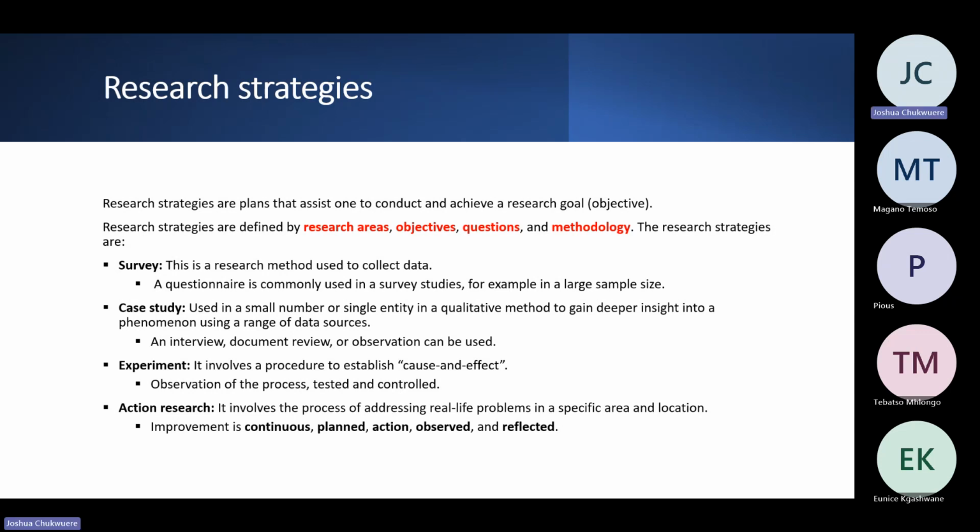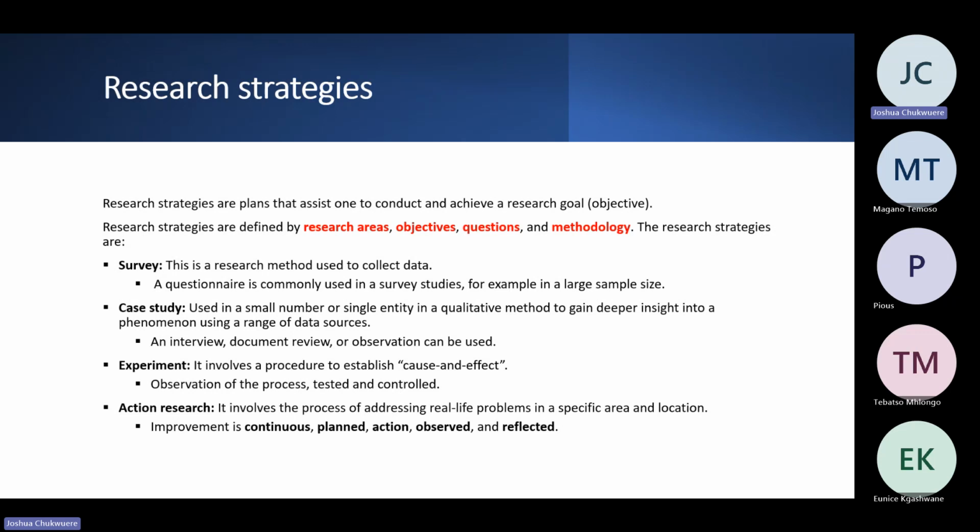So there must be a variable, there must be an independent variable. You ask, does this lead to this? Then you observe the process, you observe the experiment, you conduct it in a lab, which is mostly used in science studies. You test it and then you control. There are measures, there are quantities of what should be measured, what should be used, and so on.